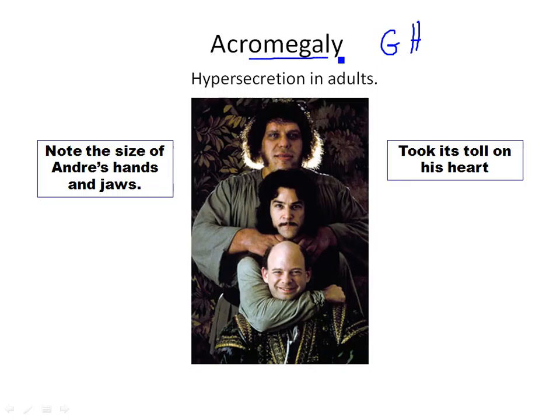So your epiphyseal plates have closed. You're not going to get any taller, but you're going to get basically bigger structures, typically in the hands, the head, and the jaw. You're going to see these really large hands and really big, distinct jaw lines if you have acromegaly. It tends to put a toll on other organ systems. I know Andre the Giant actually died of heart failure at a fairly young age, so it's not usually a good thing to have acromegaly.